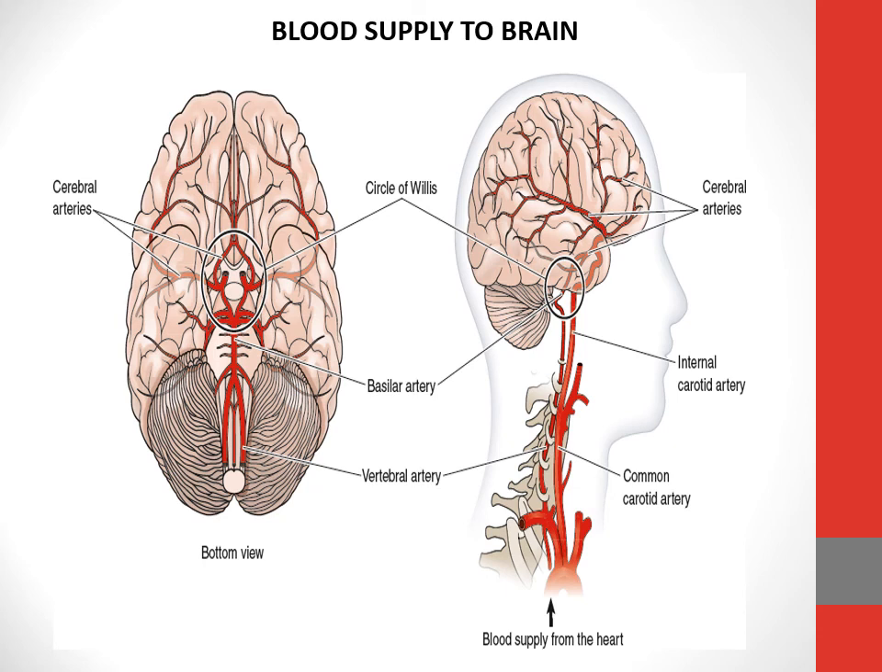Okay. One more thing to mention about the circle of Willis. This is typically where we find berry aneurysms. Okay. So berry aneurysms will come up when we're talking about hemorrhages of the brain, because they're a weakening of the artery, and sometimes, unfortunately, they can rupture.